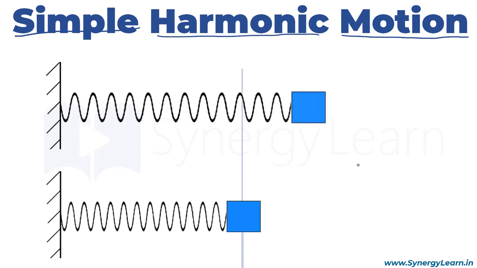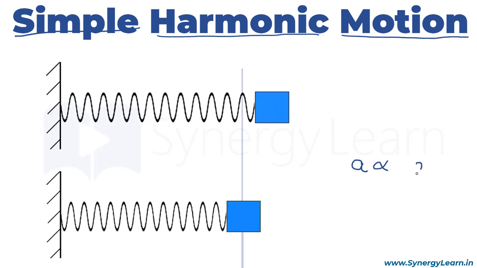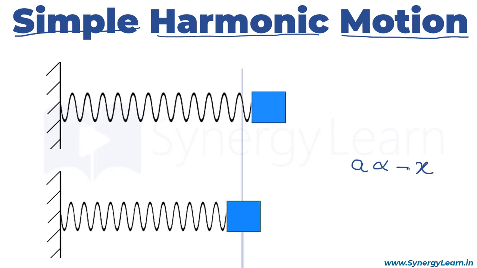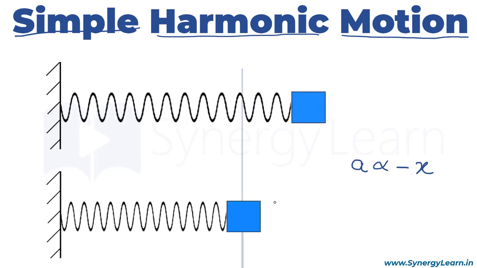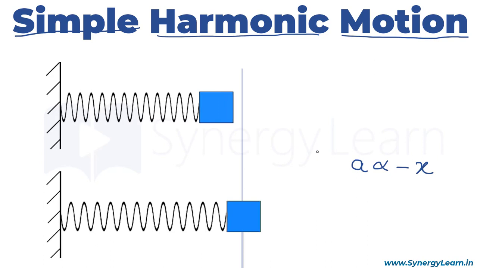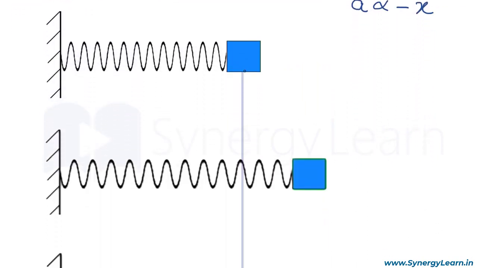The requirement for simple harmonic motion is that the acceleration should be proportional to displacement, but it should act in the direction opposite to the displacement. The displacement here reflects the displacement from mean position. Let us understand this. Here the block is at the natural position of the spring, and in the next diagram, when the block moves forward, say by amount x, then this amount x is called the displacement of the block.